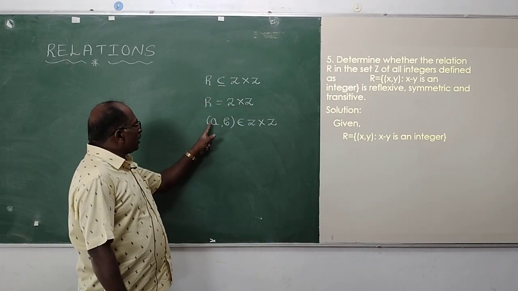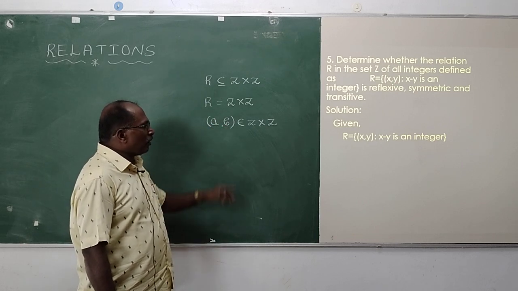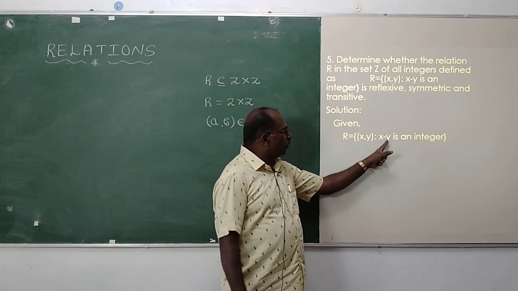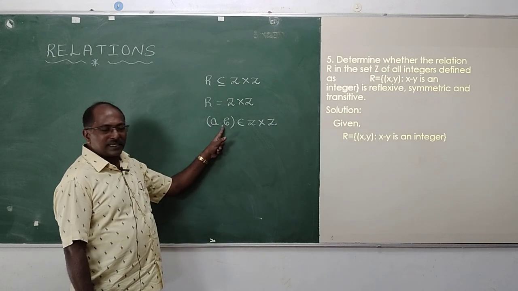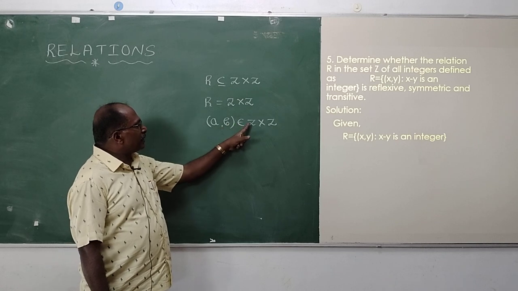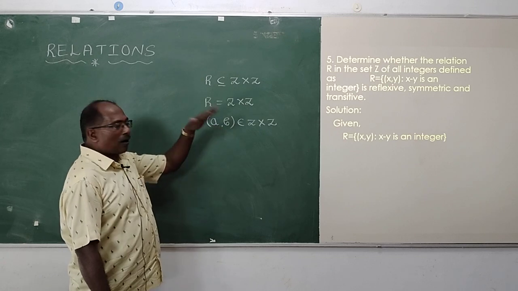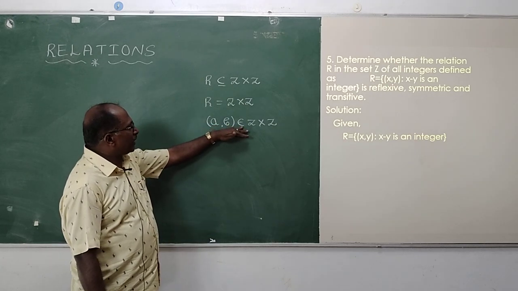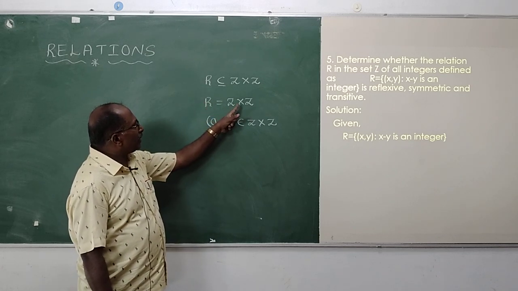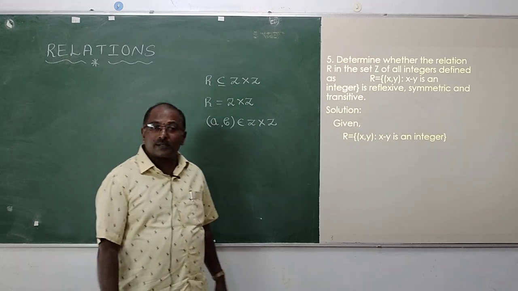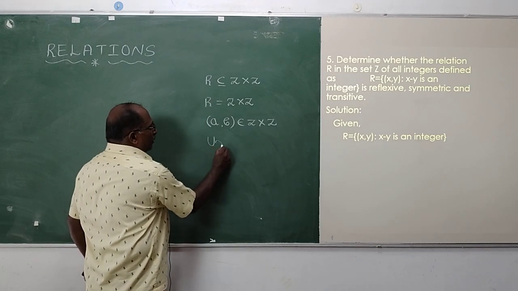Students, you know that A and B, which are the coordinates of this ordered pair, are nothing but integers. We know the difference of any two integers is also an integer. Since the first and second coordinates of all the ordered pairs in Z cross Z are integers, their difference is also an integer. Therefore, all the ordered pairs of Z cross Z are in the relation R. Therefore, here the given relation R is an improper subset of Z cross Z. Such a relation is called a universal relation.